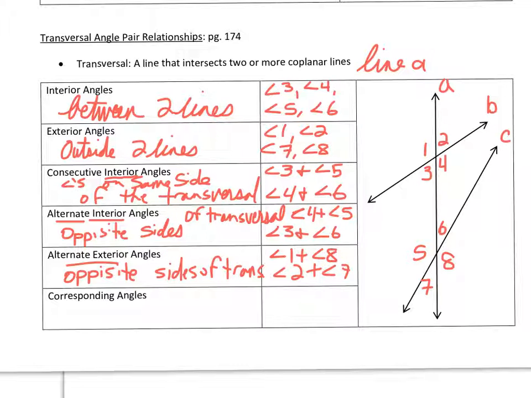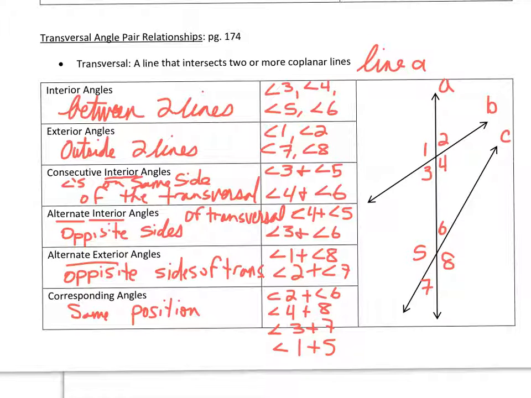All right, and finally we have corresponding angles. Corresponding angles are going to be angles that are in the same position, and they've got to be pairs of angles. So that would be like angle 2 and angle 6, or we could do angle 4 and angle 8, or angles 3 and 7, or we could also do angles 1 and 5. So that one has 4 possibilities, but those got to be in pairs.